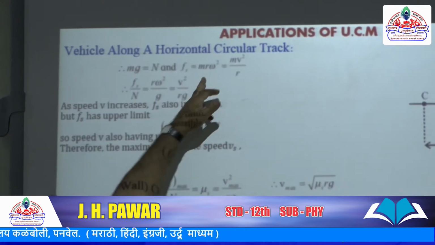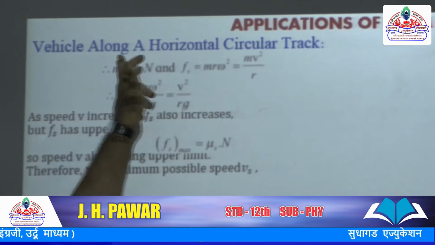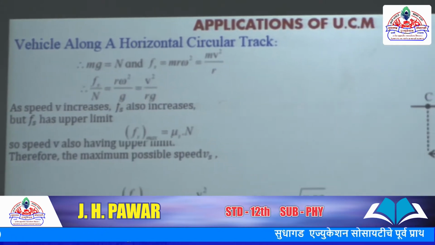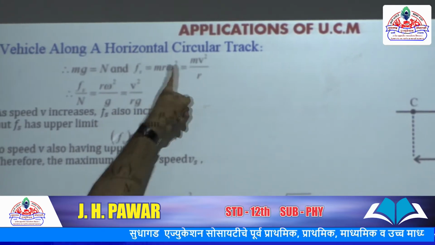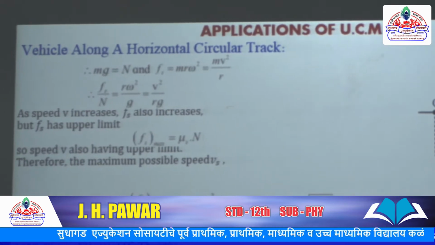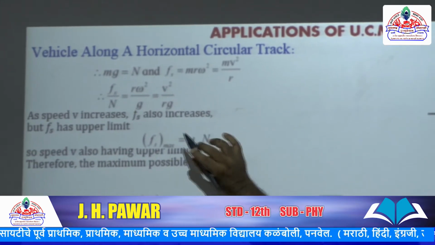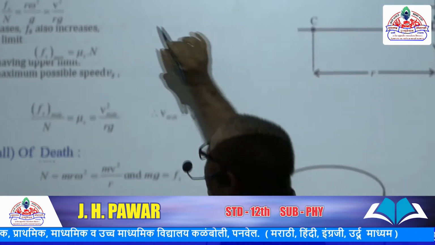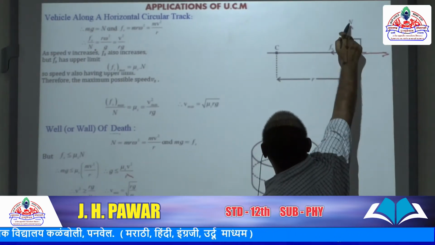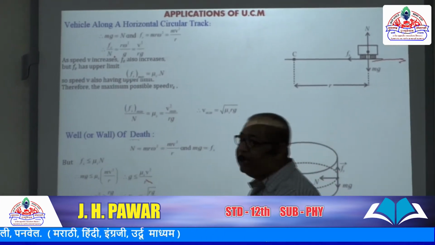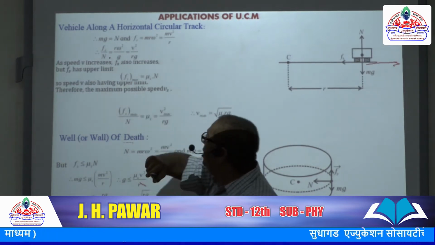Thereafter, taking the ratio of this, means here Fs upon N, the m gets cancelled, rω² upon g, which equals v² upon rg. Here m again gets cancelled. Then from this equation, one thing should be clear, that the mass of the vehicle is constant and g is constant, so the weight of the vehicle is not changeable. As weight is not changeable, we know that weight and normal reaction are equal and opposite. So the normal reaction is also constant.